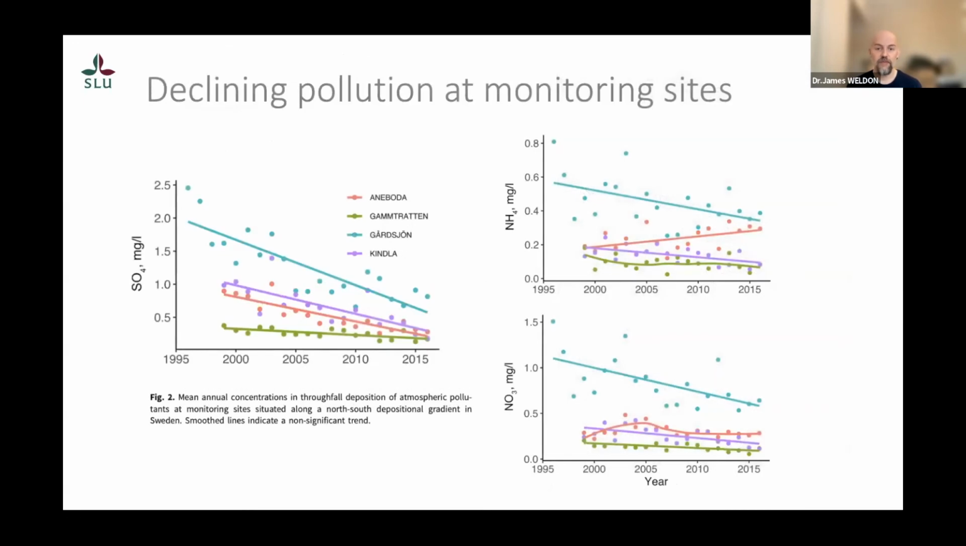So we can see here the same trend that we saw on the national map of Sweden reflected in the data from our monitoring sites. One of the advantages of these sites, integrated monitoring, means that there are data for biodiversity and deposition and a range of other variables, all taken consistently from the same sites. We can see the same gradient in deposition, with Gamtratten, our site in the far north, being at the lowest level, and the highest at the west coast site in the south, Gårdsjön. But again, we can see this declining trend in atmospheric pollutant deposition almost everywhere and in almost every case.